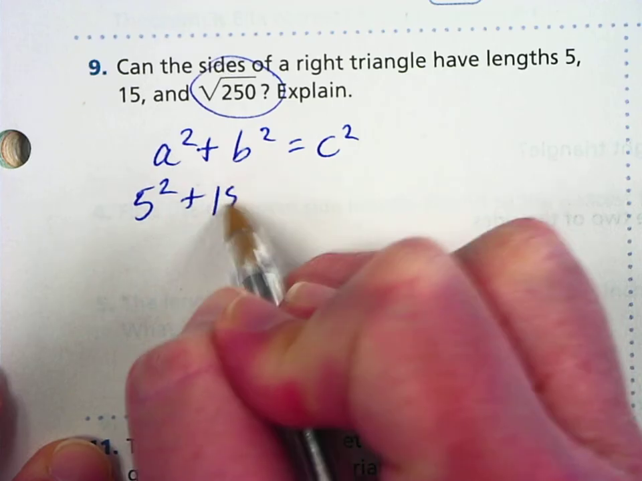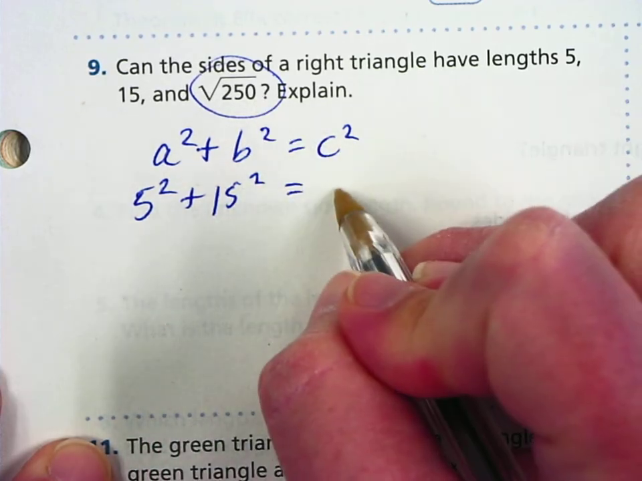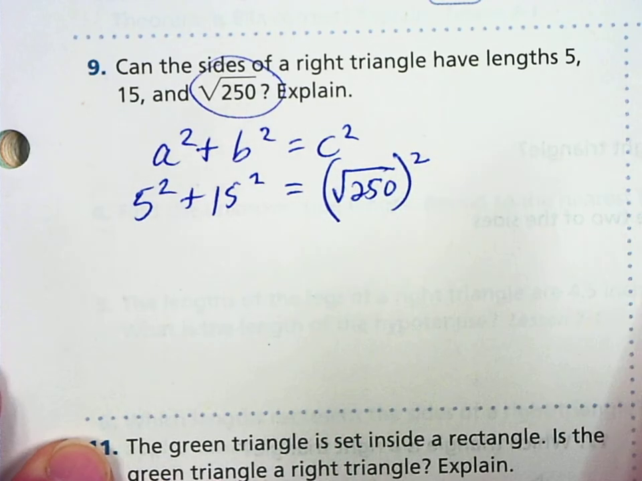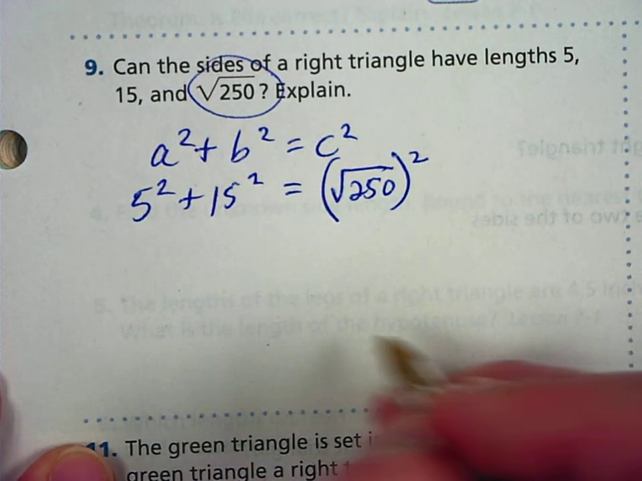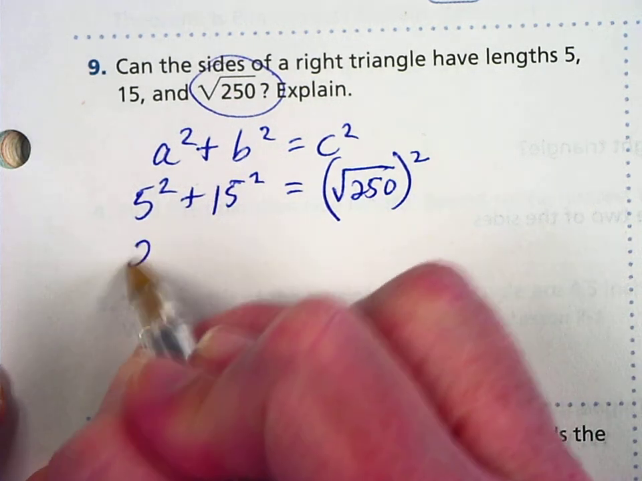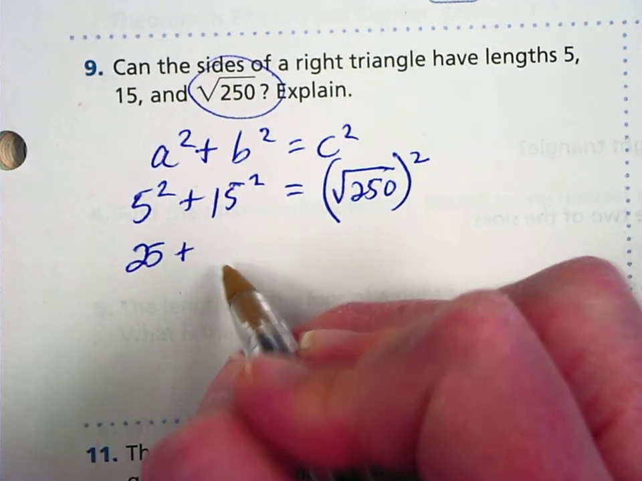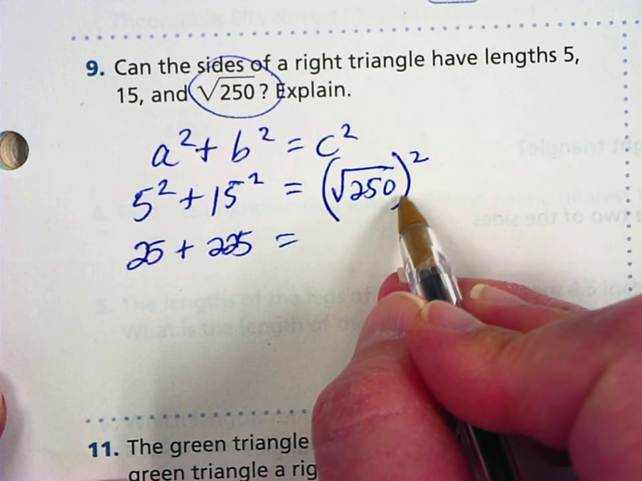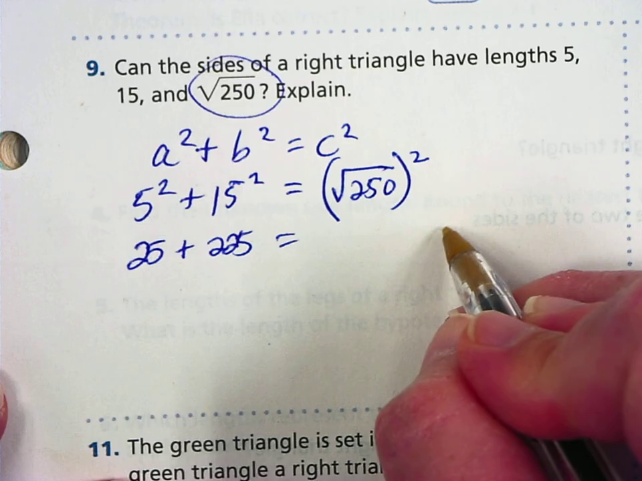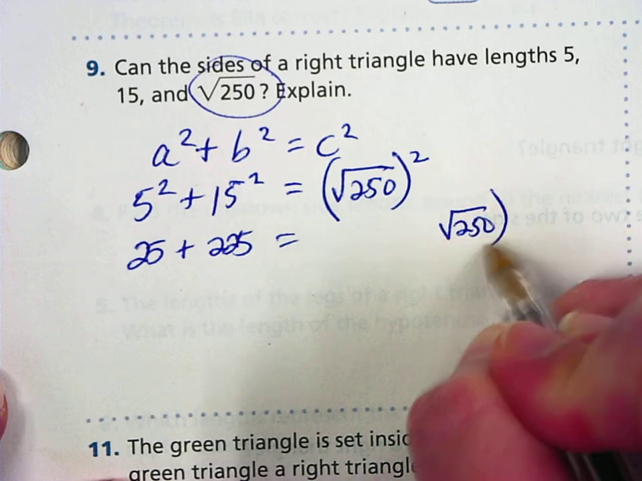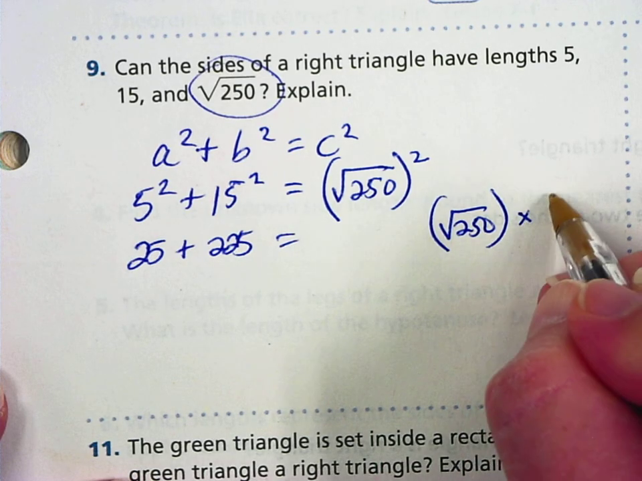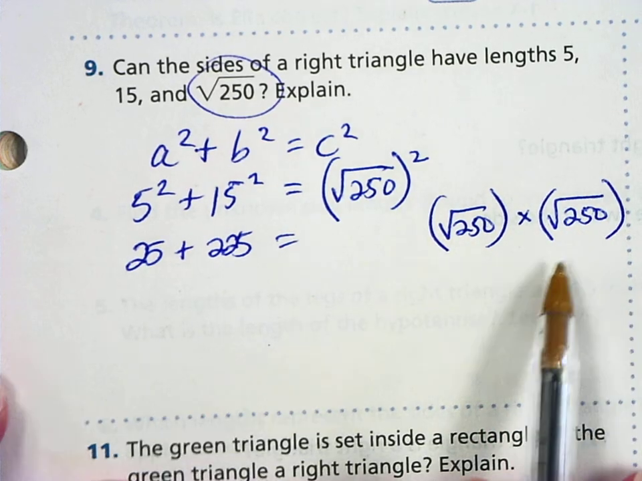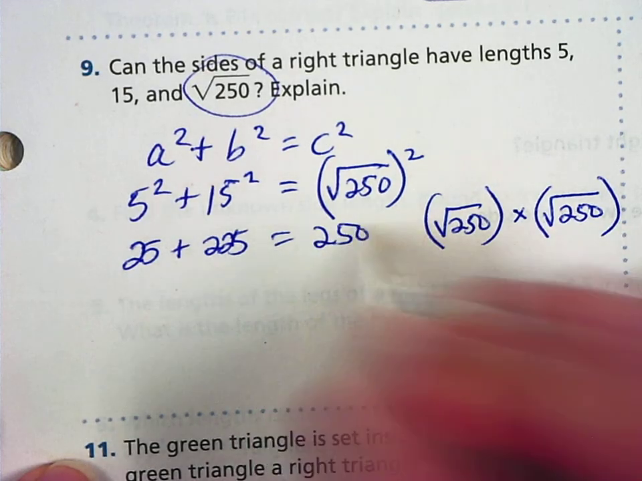5 squared plus 15 squared equals, now I'm going to write this, the square root of 250 then in parentheses squared. That's what that looks like if you plug that into your calculator. So 5 times 5 is 25. 15 times 15 is 225. And then the square root of 250 times the square root of 250, that's what that says. So that's exactly what you're going to plug into your calculator: the square root of 250 in parentheses, times another set of parentheses, the square root of 250. And when you do that, it equals 250.